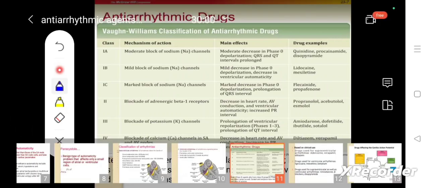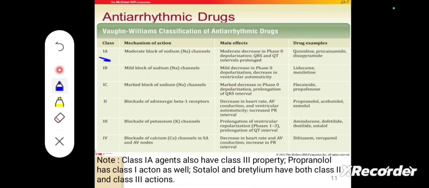So class 1 and its subclasses. First, class 1A. These are the moderate sodium channel blockers. This subclass, class 1A, blocks the sodium channels in the open state, also blocks the potassium channels, and causes prolongation of the QT interval. Class 1A drugs, by blocking the sodium channels, decrease the phase 0 depolarization.